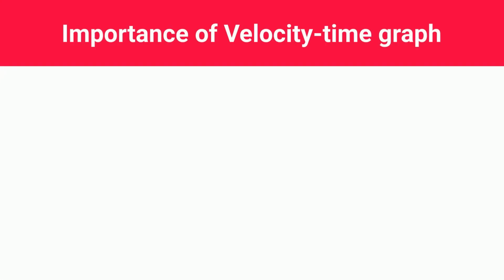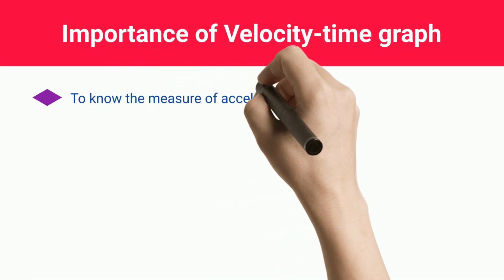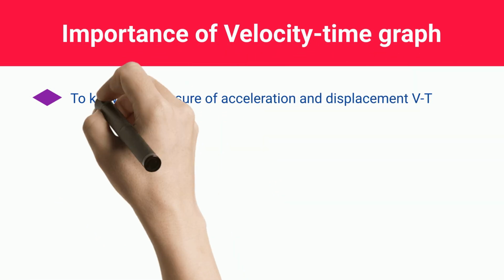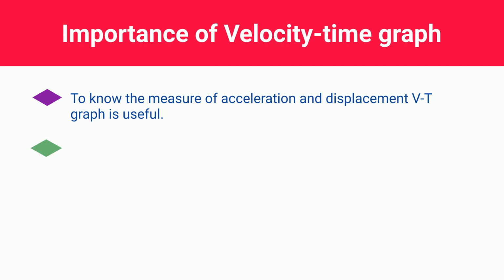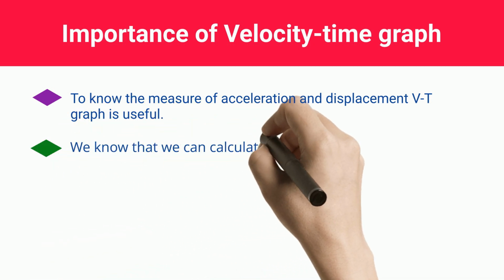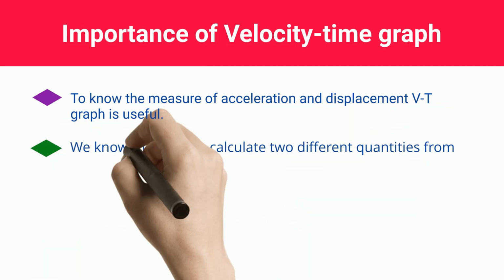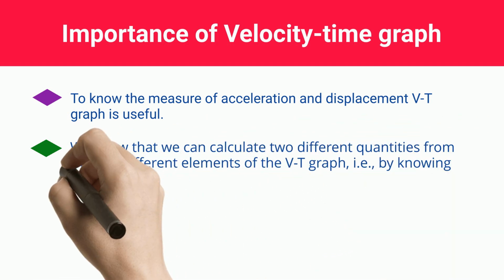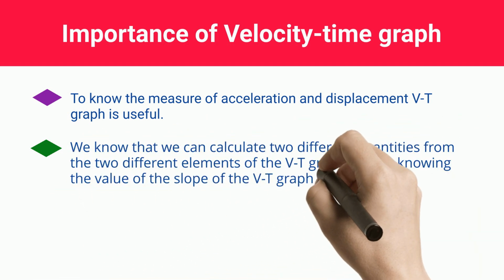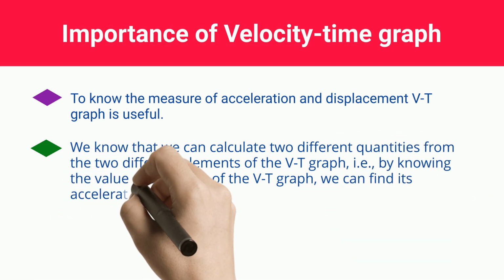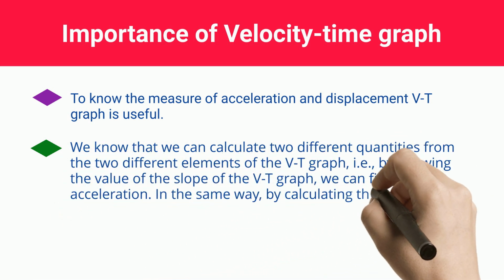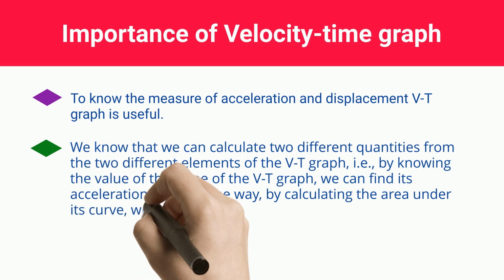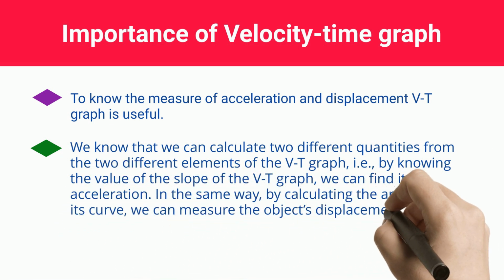Importance of velocity time graph. To know the measure of acceleration and displacement, the VT graph is useful. We can calculate two different quantities from two different elements of the VT graph, i.e., by knowing the value of the slope of the VT graph, we can find its acceleration. In the same way, by calculating the area under its curve, we can measure the object's displacement.